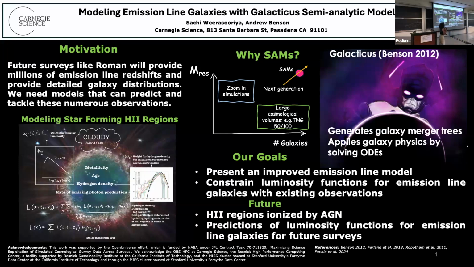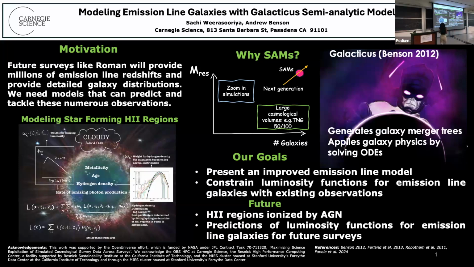So, as we know, with Roman and other future surveys, we are going to be bombarded with lots of observations from emission line redshifts and galaxies. So we need to have models that can predict these observations and also to tackle these many observations. So how are we going to do that?